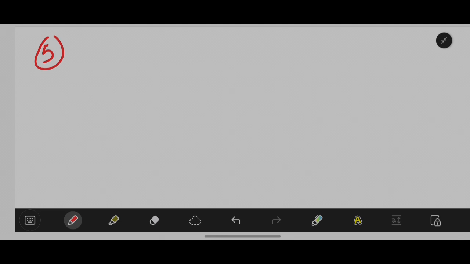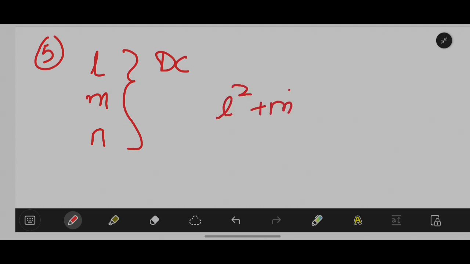If l, m, and n are the direction cosines of a vector, then see, I have told you, right? l, m, n are the direction cosines. That is nothing but simply DCs. I have told these three in the previous explanation video. So the relation between these three is already discussed. l square plus m square plus n square is equal to 1.